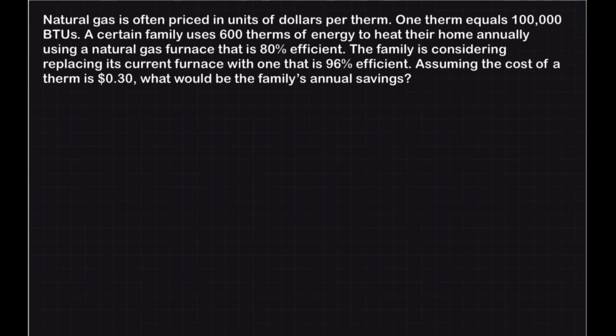Okay. But this one I do feel like I thought was a little more difficult. So natural gas is often priced in units of dollars per therm. 1 therm equals 100,000 BTUs. A certain family uses 600 therms of energy to heat their home annually using a furnace that's 80% efficient. The family is considering replacing its current furnace with one that is 96% efficient, and assuming the cost per therm is 30 cents, what is their annual savings?